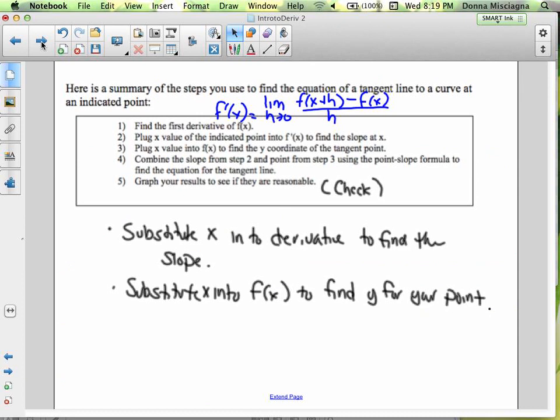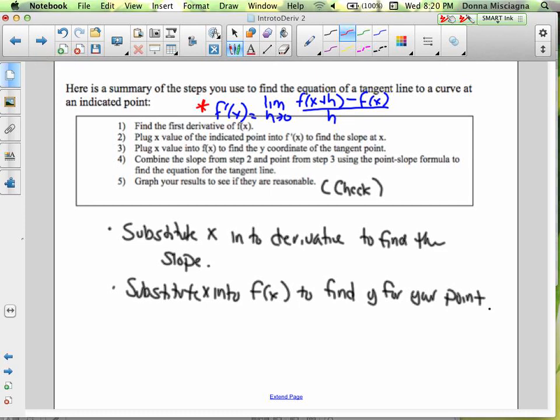All right, here's a summary of the steps used to find the equation of a tangent line to a curve at an indicated point. So first we're going to find the first derivative of f of x. You have this in your notes, and it's probably good to have it right next to it. Our derivative is the limit as h approaches 0 of f of x plus h minus f of x, divided by h. It's the limit of the difference quotient.